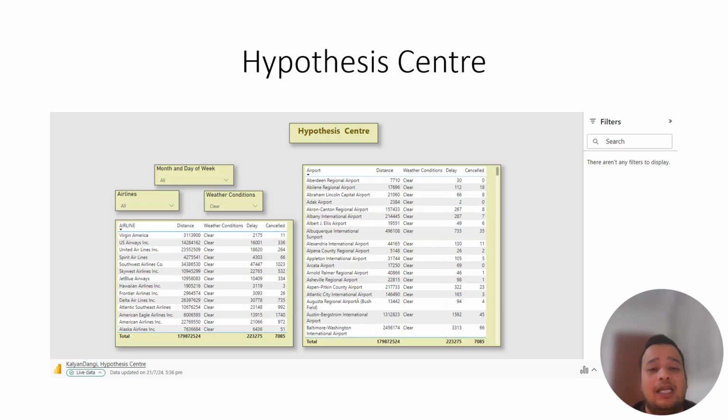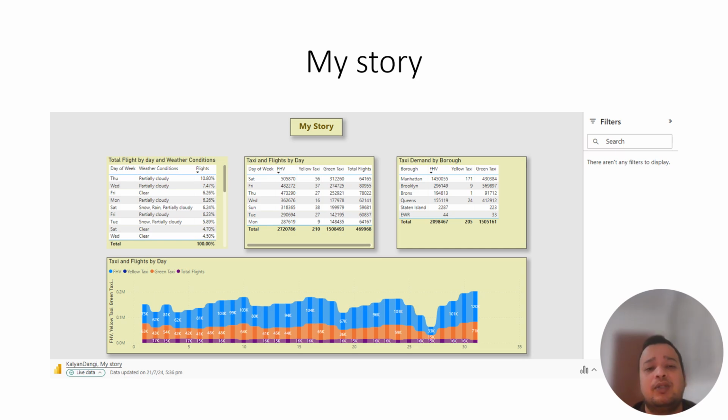And the last slide, My Story. In the My Story slide, we explore the overall summary of the project, and here we employed four key visuals to provide the detailed analysis of New York City taxi services, weather conditions, and flight data for January 2015. These visuals include the total flights by day and weather condition, taxi and flights by day, taxi demands by borough, and taxi and flights by day in January.